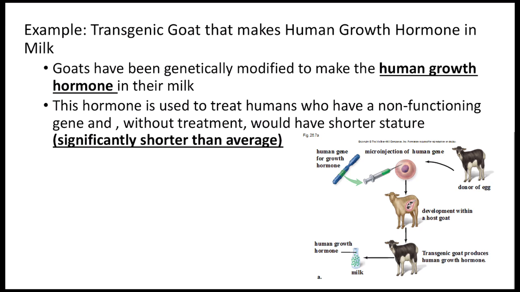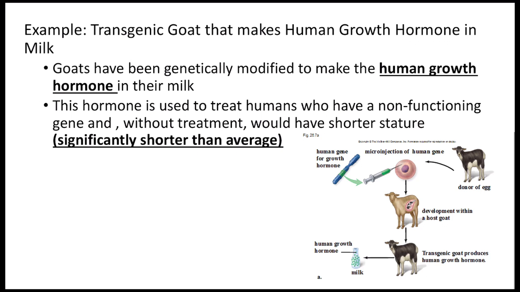Okay, so another example is transgenic goats that make human growth hormone in their milk. Goat's milk is another source of calcium and protein for humans, so that's why it was used for this purpose. So goats have been genetically modified to make human growth hormone in their milk. This hormone is used to treat humans who have a non-functioning gene and without treatment would have shorter stature. And this is referring to significantly shorter than average. So more than 2 standard deviations below the average.